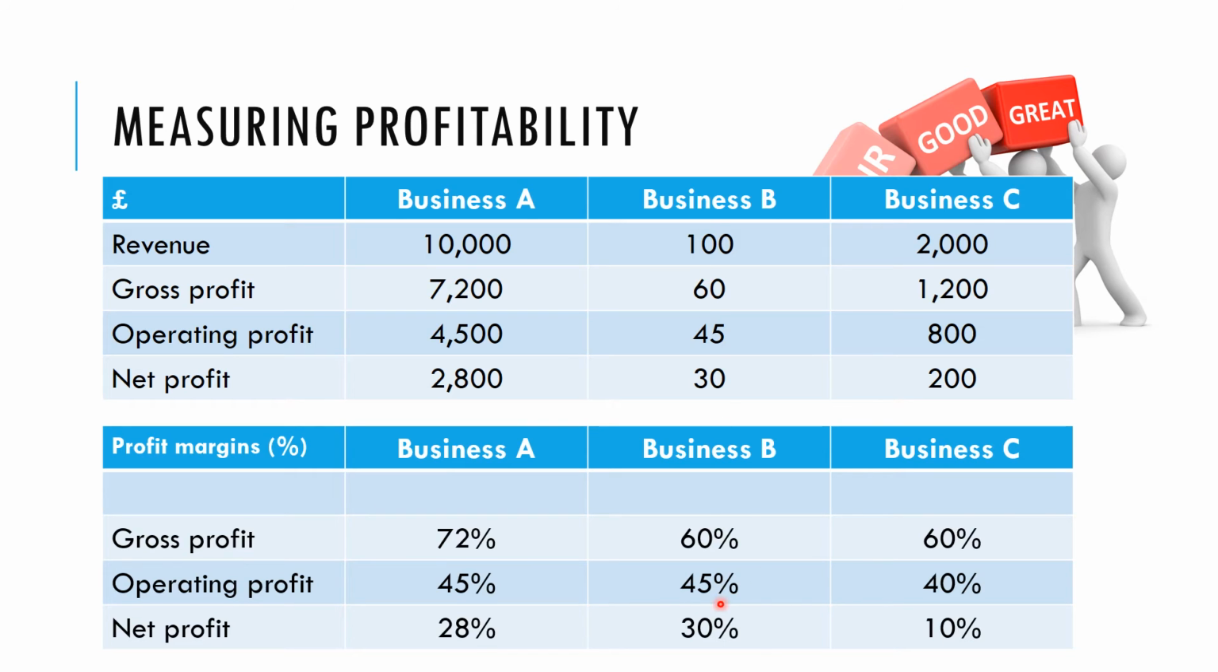Even though business B is the smallest, actually it keeps the largest amount of net profit from its revenue. 30% of all its revenue it keeps as net profit. So you might say it's performing quite well at generating profit. But it allows us to make easy comparisons. And that's what profitability is all about. It's about how effective a business is at generating profit from its activities.